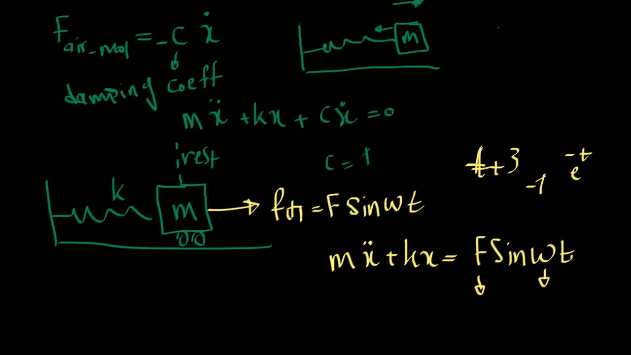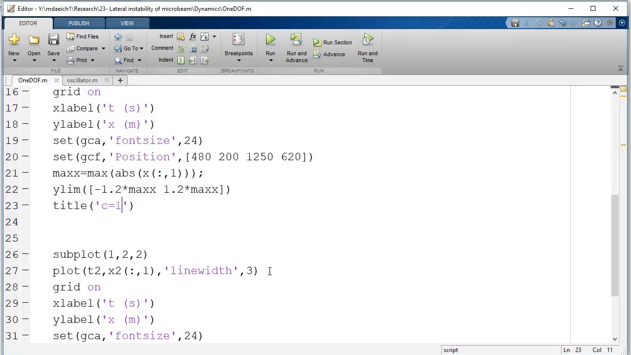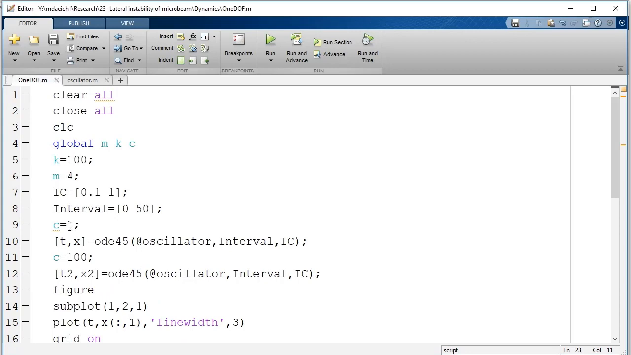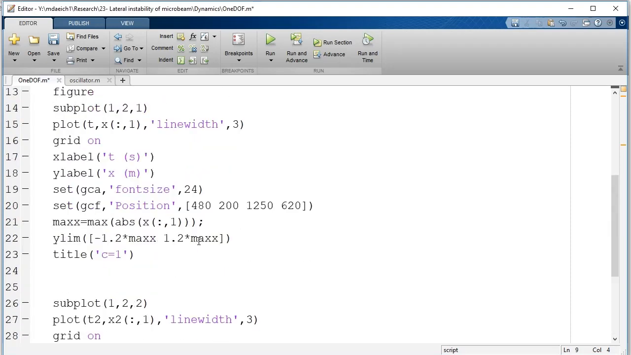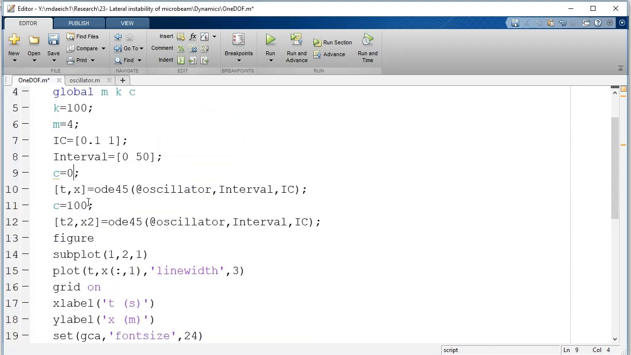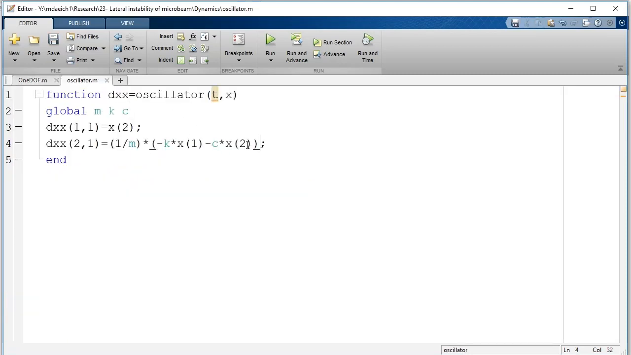So let's go back to the MATLAB code. For example, let's just get rid of damping, C equal to 0, for two cases, C equal to 0. Let's add the force term here. So here we would have plus F times sine omega times t. So I should also define F and omega here as global variables.